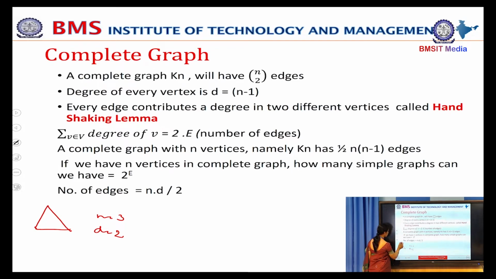If I call this vertex A, this vertex has degree 2, meaning the number of edges incident at this vertex is 2. Here also we have degree 2, and here also we have degree 2. So in general the degree of this graph is 2, and n is equal to 3, where n is the number of vertices. So n into d, that is 3 into 2 divided by 2, gives 3 edges. The number of edges will be equal to 3 here.